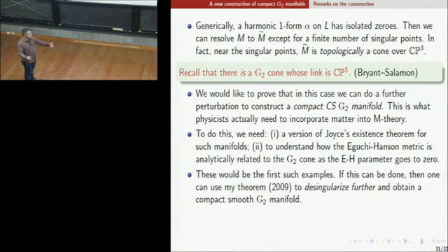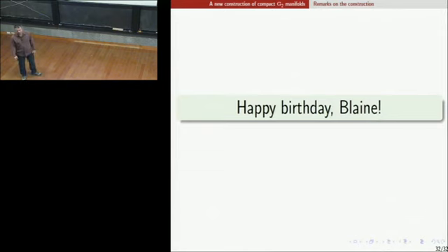The first step is the hard step, which gives you hopefully a CS thing. And then going from the CS to the smooth one by desingularizing the cones, we know we can do that. So that's still in progress, and hopefully in a year or two, before your 80th, I can definitely report on this. So that's all I wanted to say. Thanks.